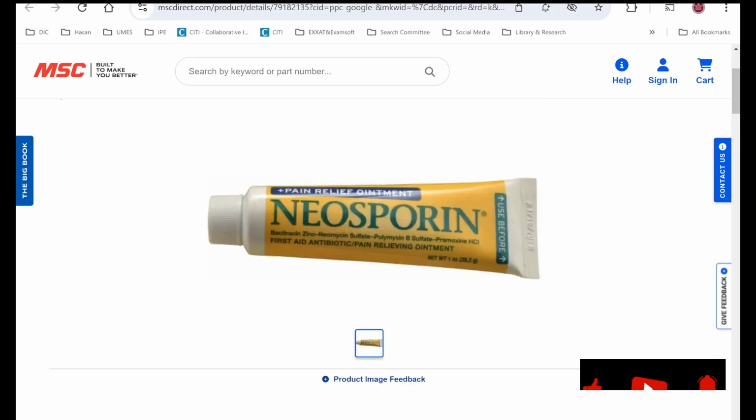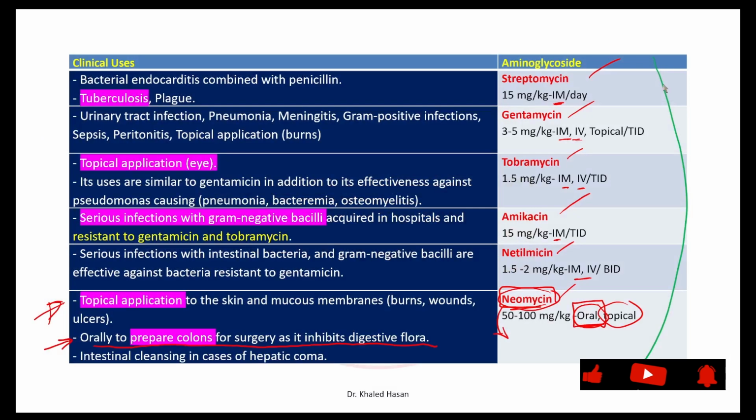Okay, so we have several formulations belonging to neomycin. So remember, we use it orally to prepare the colon for surgery, to inhibit the flora, and topically for the eye, ears, or the skin.